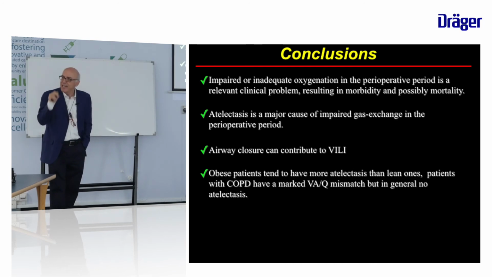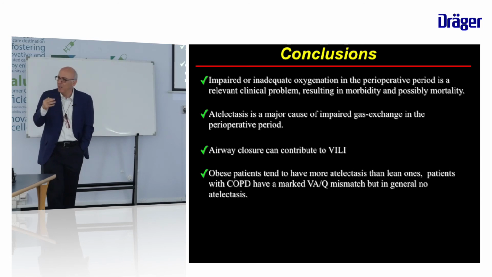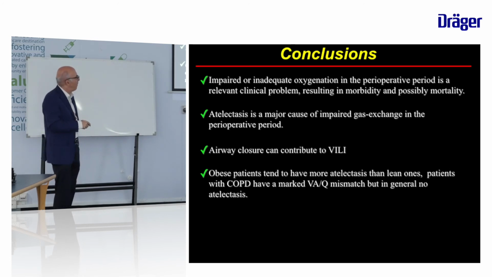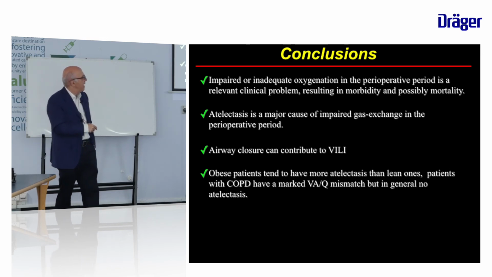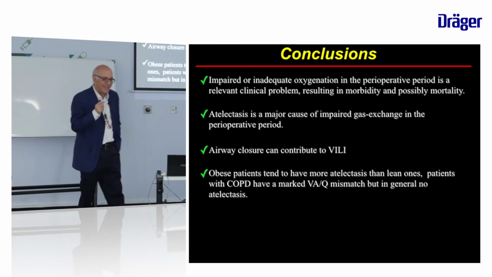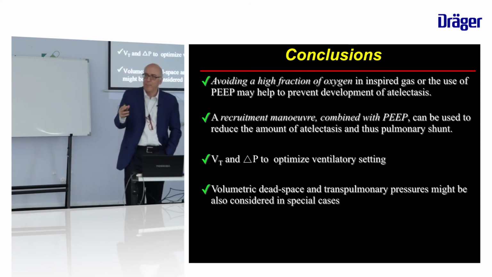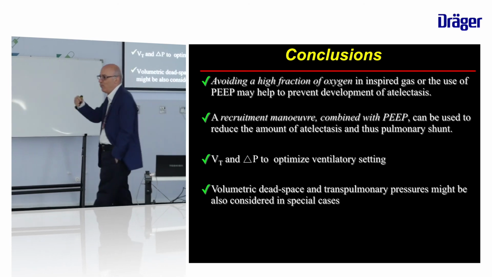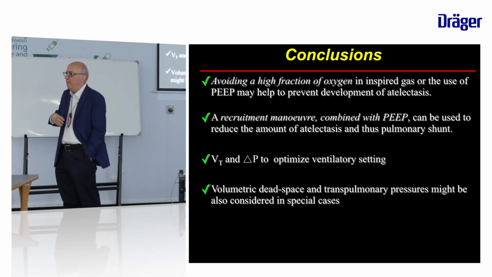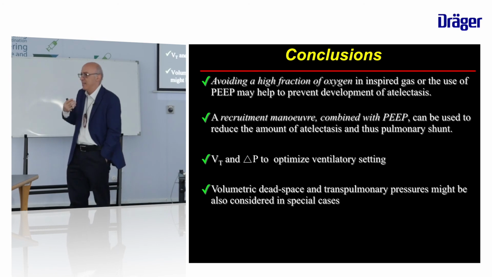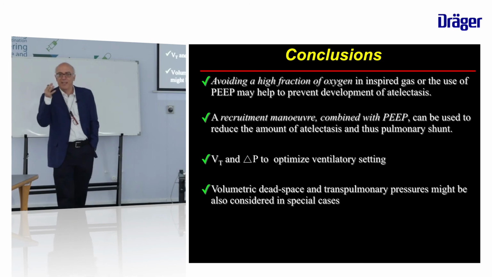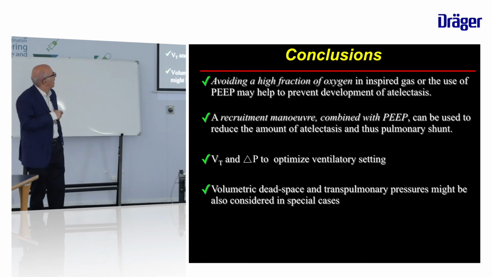For individualized treatment, this is extremely important. If we don't have individualized treatment, it's likely we won't get good results. Obese patients tend to have more atelectasis than lean ones, and patients with COPD have a marked VQ mismatch, but in general, no atelectasis. Of course, in obese patients, if you reduce the FiO2, their tests give you a possible presence of atelectasis, even if this is due to low VQ. So COPD patients are always very tricky.